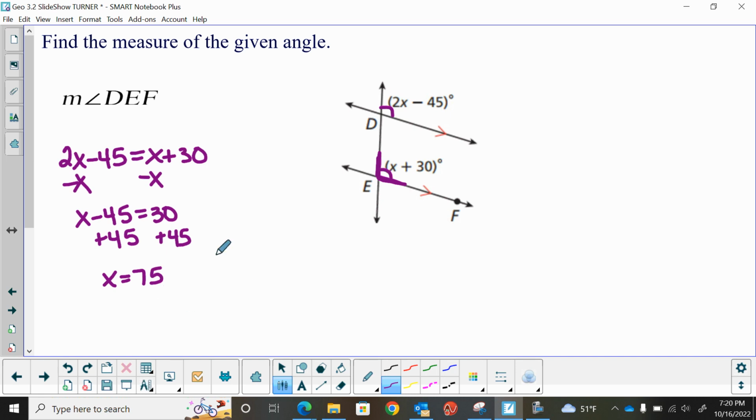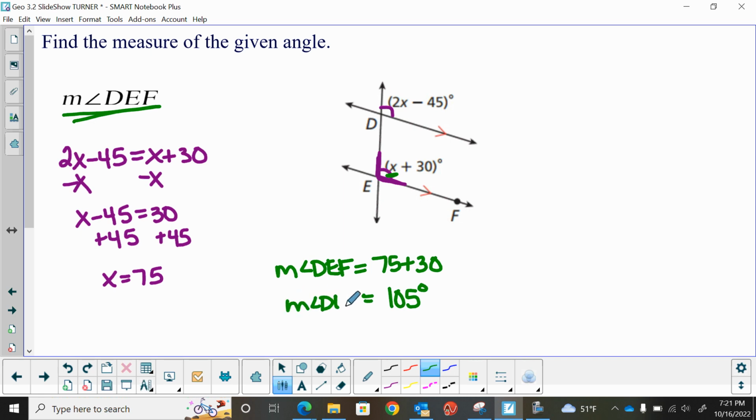Then be careful, don't just stop and circle that as your answer. Make sure we're actually answering the question, which is: what's the measure of angle DEF? So I need to take what I just found for x and plug it in. 75 goes in for x, and 75 plus 30 is 105 degrees. So the measure of angle DEF is 105 degrees.